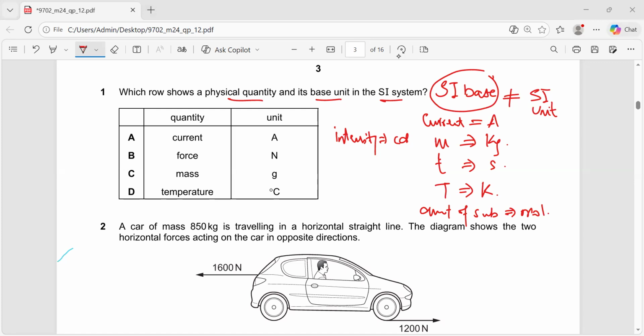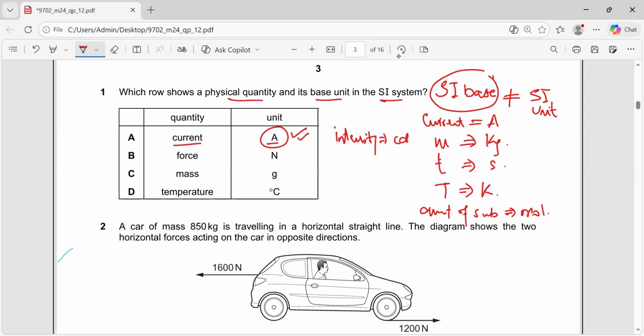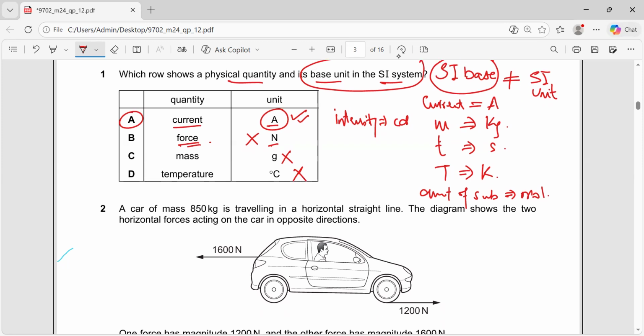एम्पेयर होता है. And the SI base unit is also ampere. But if I look at force, the SI unit is newton. But the SI base unit of force is not newton, right? We have to find out what the SI base unit is. So in terms of SI base unit, what will be the correct answer? A. Mass in grams is also not an SI unit, and the SI unit of temperature is Kelvin. So it is also not the option. So the correct answer for question number one is going to be A.